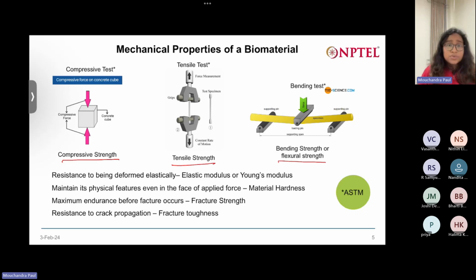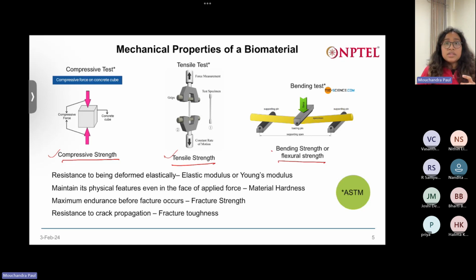So why is knowing these types of strength for a material important? If you're planning to make some kind of construct or a prosthesis that will go inside the body, or maybe a tissue engineering construct that will help you replace any organ or tissue function.